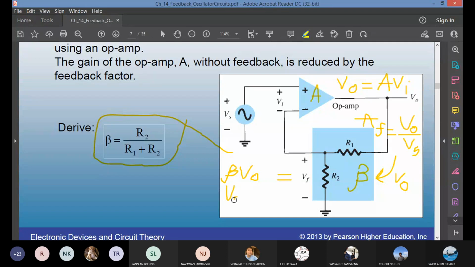Let me write this one. V out, R2. I hope you can see the voltage divider, how it is doing voltage division. Both are equal to Vm, R1 plus R2. See, Vf equals Vout times this thing, also Vout times beta, meaning this is Vout and this is beta. Put a bracket to isolate the terms. Vout times beta is Vf. So therefore, your beta is R2 divided by R1 plus R2.